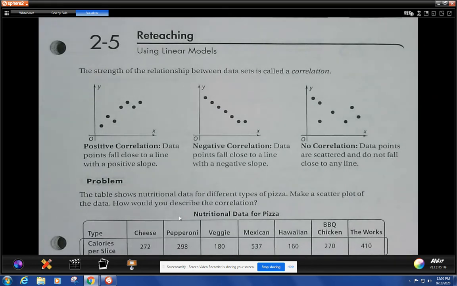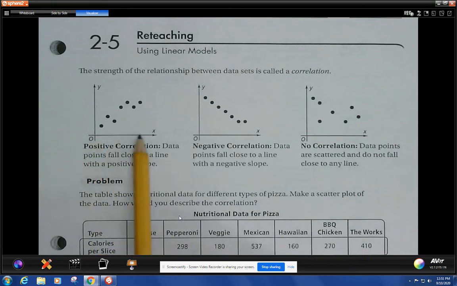It says right off the bat, the top line right up here, the strength of the relationship between data sets is called a correlation. Okay, so it talks about, first of all, a positive correlation. It says a positive correlation is data points that fall close to a line with a positive slope. So let's just think about this for just a minute. I'm going to try to give you a good practical example, and this is something you'll see quite a bit as well.